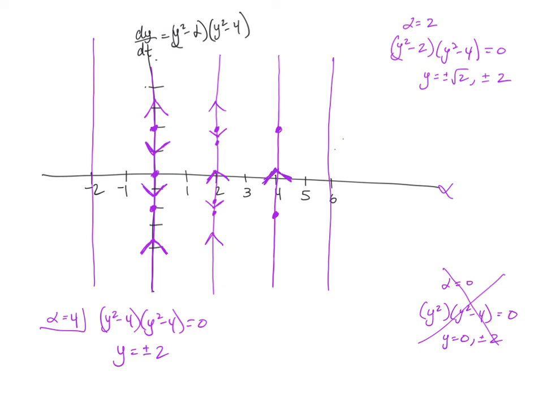And then if you put in something bigger than 2, like a 3, that's positive and that's positive. So it's all up arrows for alpha equals 4. All right, let's look at alpha equals 6. So we have y squared minus 6 times y squared minus 4 equals 0, and I get y equals plus or minus 2 and plus or minus root 6, and root 6 is close to 2.5.